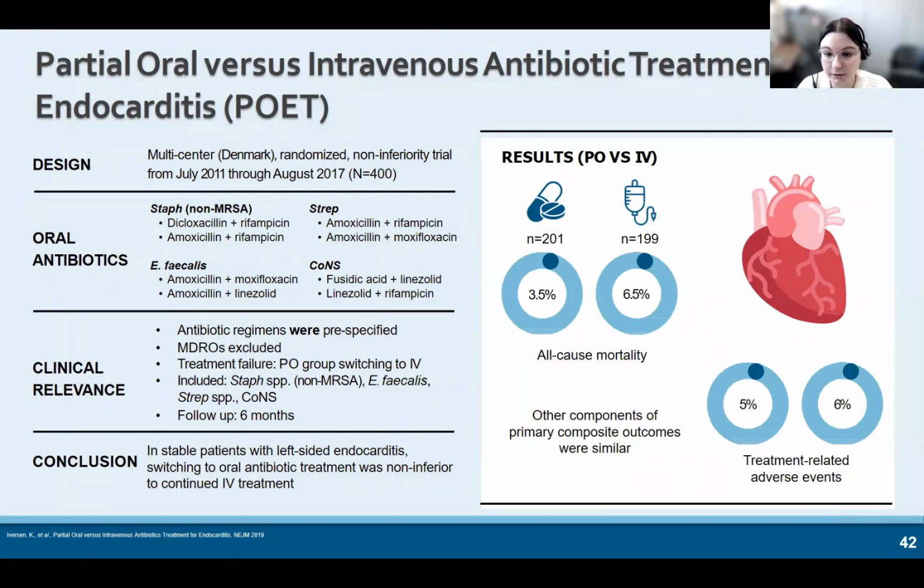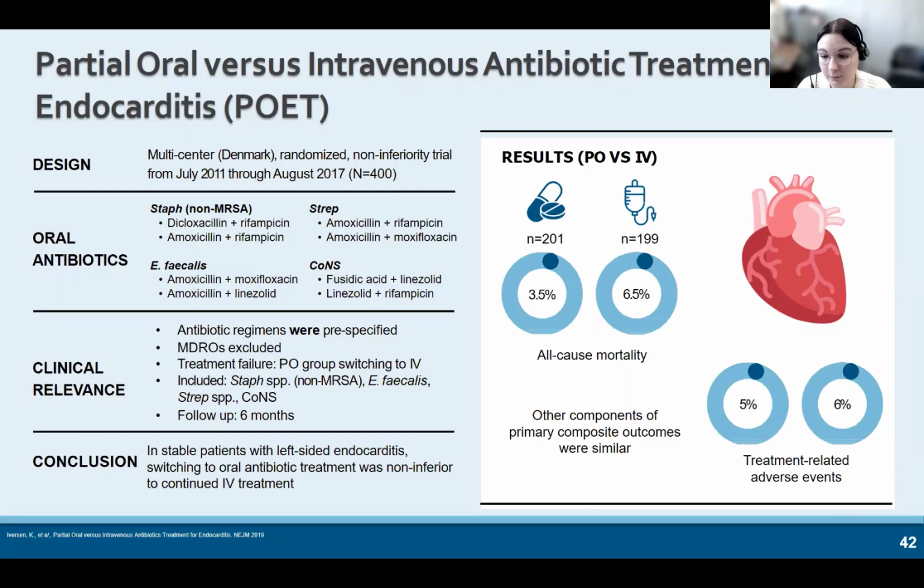It's very important to note that this trial was not done in the U.S., but it was done in Denmark, and there they have less staph resistance to penicillins and more adequate susceptibility testing than we have here in the U.S. So potentially more reasonable options for oral treatment of staph infective endocarditis here in the U.S. may be fluoroquinolones rather than amoxicillin for these reasons.